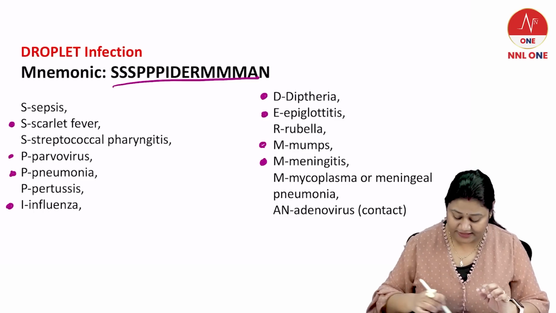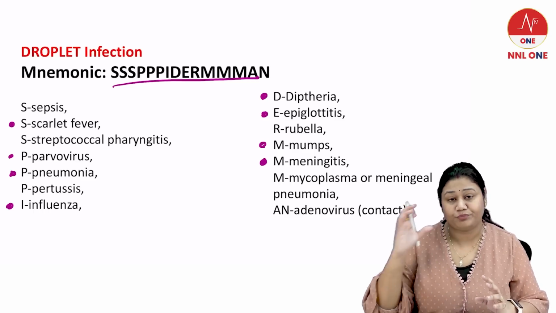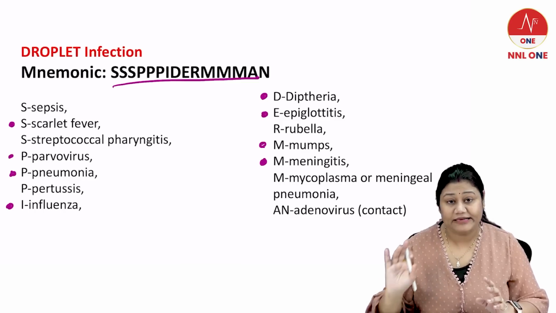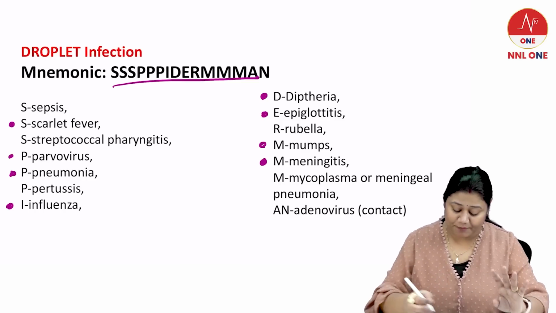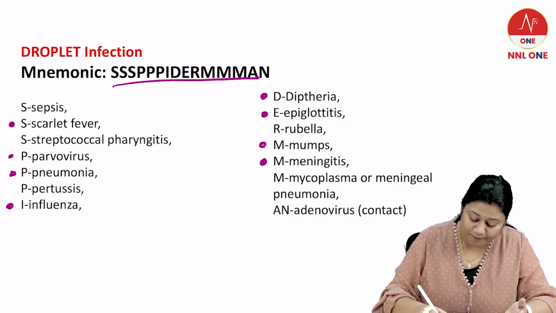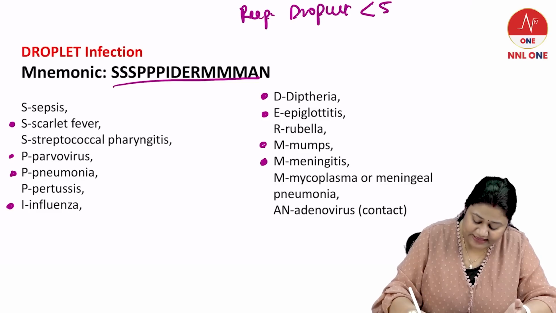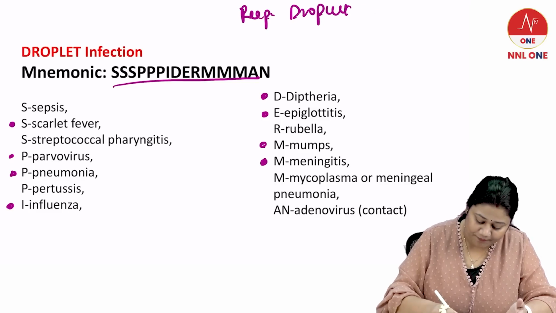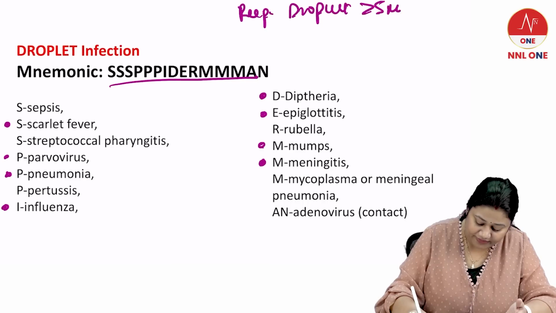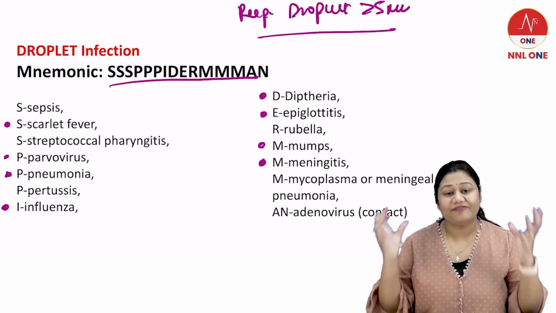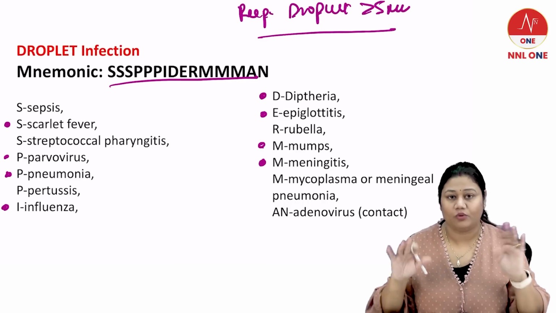So these are the conditions where we have to put the patient under droplet transmission precaution. When I say droplet, always remember the respiratory droplet size will be more than 5 micron, right? Because they are heavier in size, so they tend to fall down over the surface.